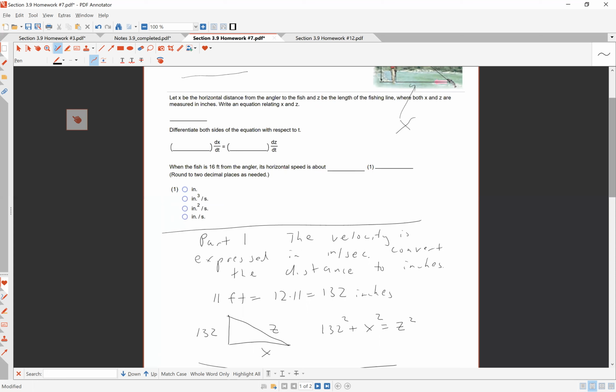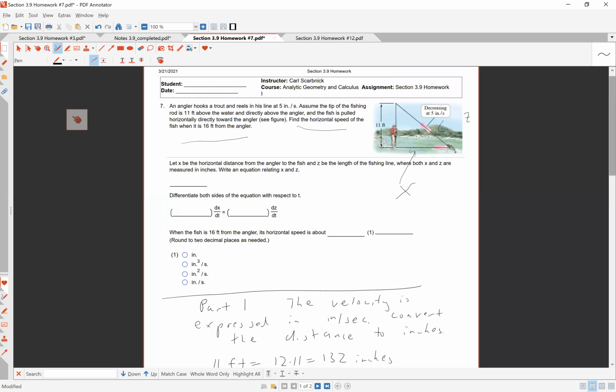Okay, so the right triangle formula tells us the relationship between the distance of the fish from the angler and the length of the line: 132 squared plus x squared is equal to z squared. So we're looking for the absolute value of dx/dt. And we're told that dz/dt is 5 inches per second. It's hard to say.